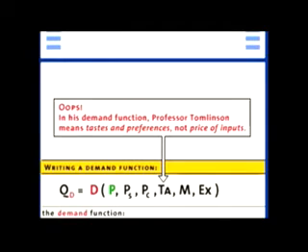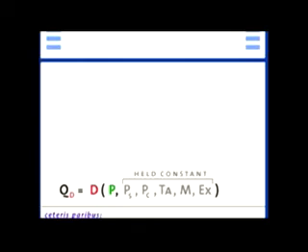The assumption is called ceteris paribus, and in this lesson we'll be deriving a demand curve. The demand curve shows the relationship between the price of bread and the quantity of bread demanded, ceteris paribus, or holding constant all other factors that influence consumer behavior. Let's begin then by looking at a demand schedule.